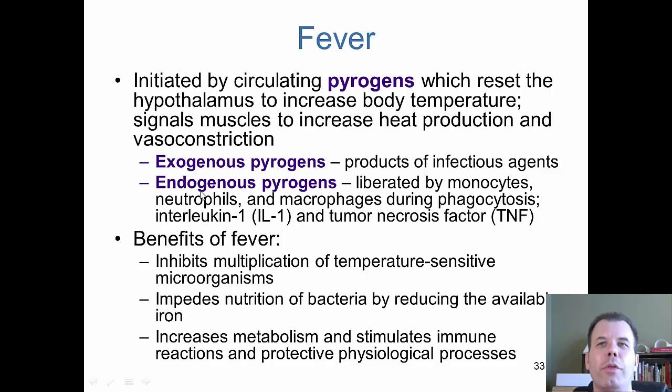Now we have both exogenous pyrogens that are found on infectious agents, so sometimes the microbes themselves will trigger a fever to occur, and other times we have cytokines and other chemicals released by our immune system to say, hey, let's turn up the heat a little bit to help kill these microbes. The reason we do this is that there are benefits to fever. A lot of times we associate fever with something bad: ooh, we've got a bad fever, we need to take care of it. But a low-grade fever is actually very beneficial, because it helps control the spread of the microorganism.